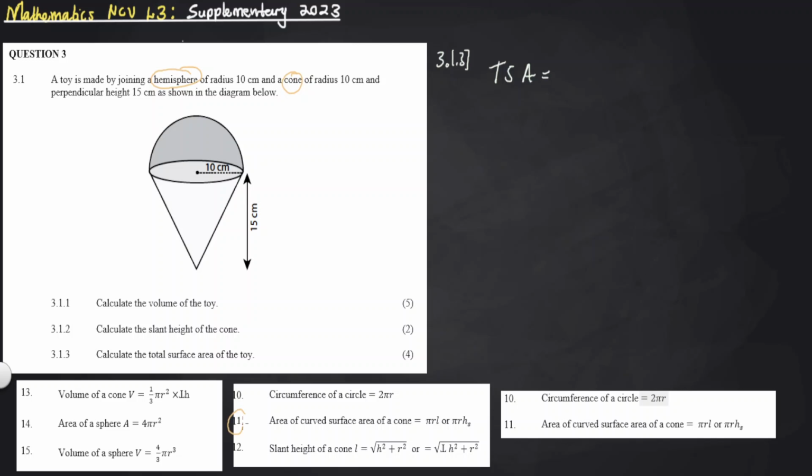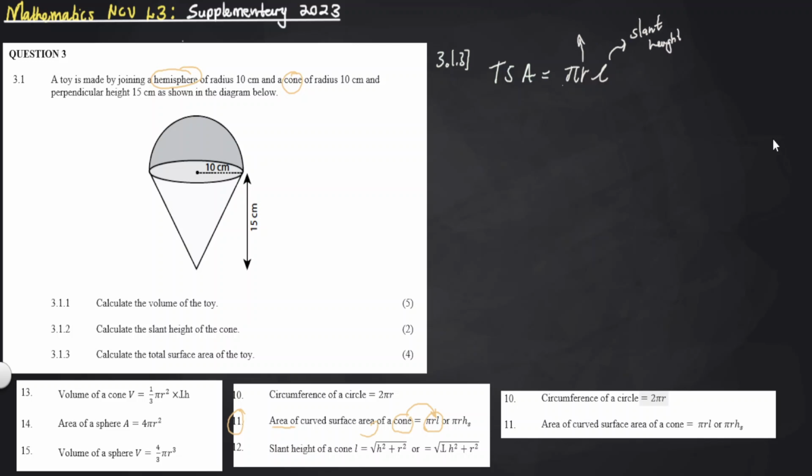So formula number 11, we have the area of the curved surface of a cone. So we're going to be using this formula. It says pi r L. Now remember, the L represents the slant height, and then the r is of course the radius.